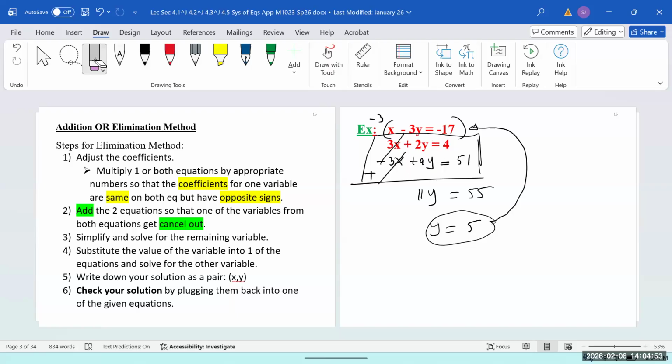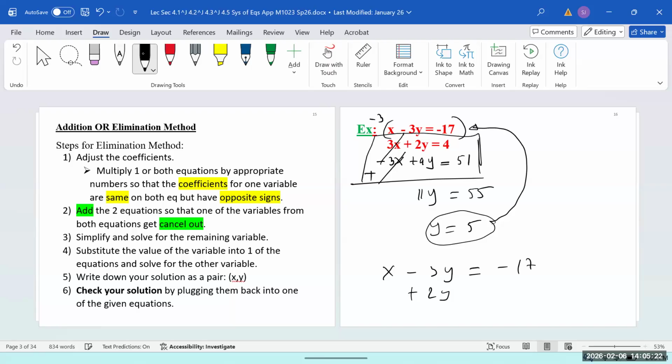So this is called the elimination method. My favorite method is the elimination method. We just eliminate one of them directly. And you can eliminate y also by multiplying both of them by the same thing, or both of them by different numbers, so it becomes the same number. For example, we have x minus 3y equals -17, and we have 2y here, plus.